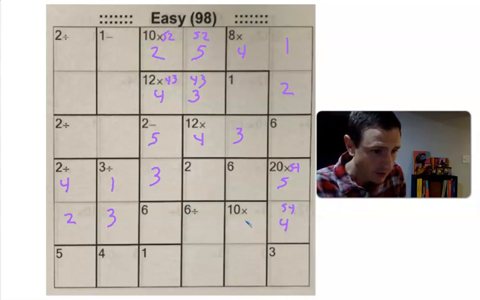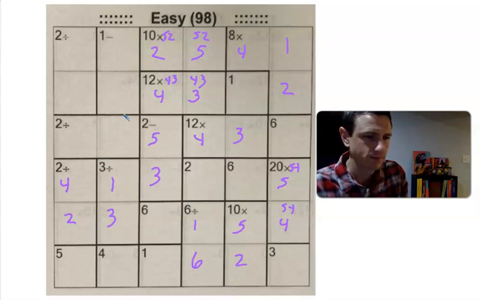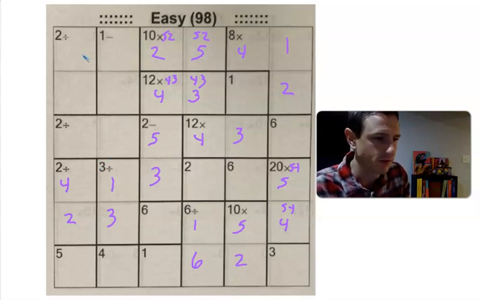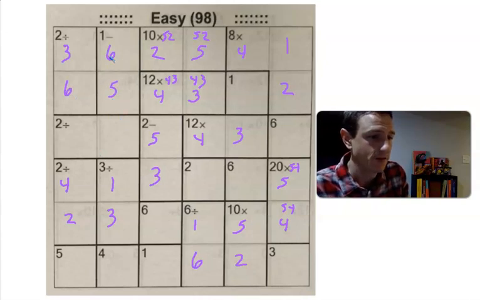5 can't go there, so this is 5. This is 1. 6. 6, 5, 4, 3, 2, 5 times 2, 6 and 3, needs in this row, 3 is already here, so 3, 6 divided by 3 is 2, and then this has to be 6 minus 5, 6, 5, 4, 3, 2, and 1.